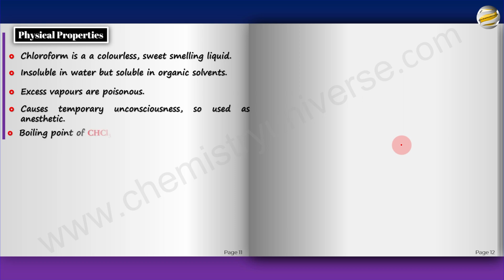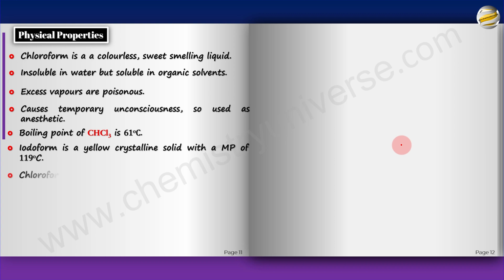The boiling point of chloroform is 61 degrees Celsius. And iodoform, being a yellow crystalline solid, has a melting point of 119. You don't have to remember these values. Chloroform is the best solvent for fats, oils, and wax.